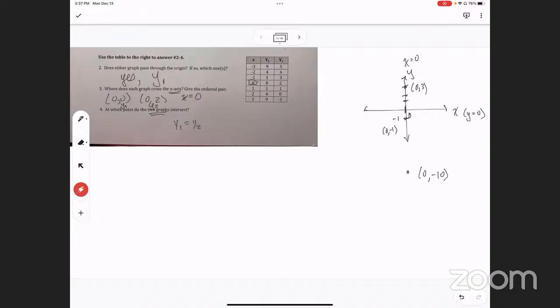X equals -2 and x equals 1. Good. So the point would be -2 what? -2, 4. Good. And what would the other point be? You said 1, right? 1, 1. So those are your 2 points where they intersect.